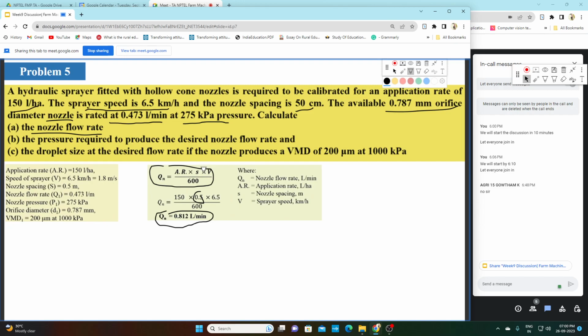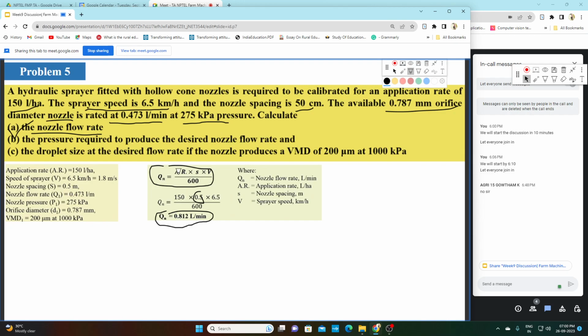S is your speed and W is your width. So by that you can find out your nozzle flow rate. So the A portion is over. Now the B portion: the pressure required to produce the desired nozzle flow rate.